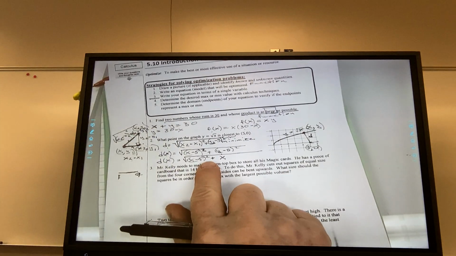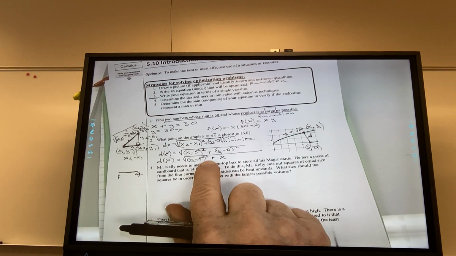This is what we want to get to. This is what we're gonna take the derivative of later, not today. We just want to get to this part.